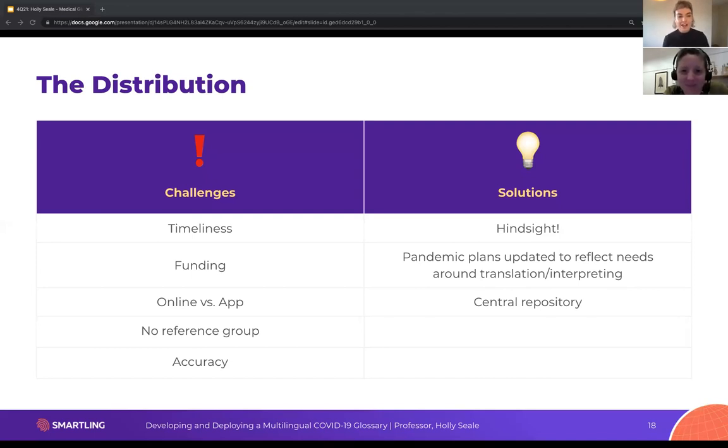I think it will be as we progress in this life with COVID. And will this glossary evolve as this life evolves with COVID, or with other possible pandemics? Fingers crossed that doesn't happen.